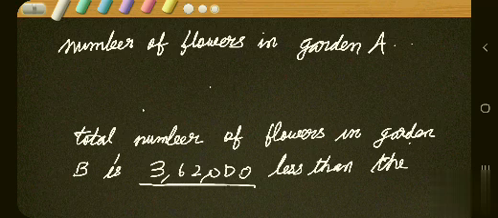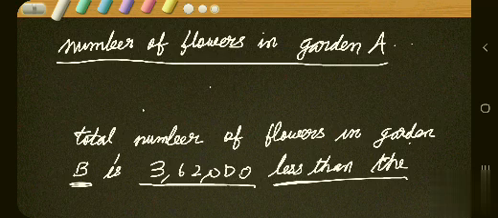This is the number by which the number of flowers of garden B is less than, understood? Less than the number of flowers in garden A. So what we have to find out? What will be the question? Yes, find the number of flowers in garden B. That is our question. Write down. Or how many flowers in A? No, B. The number of flowers in garden A is given.